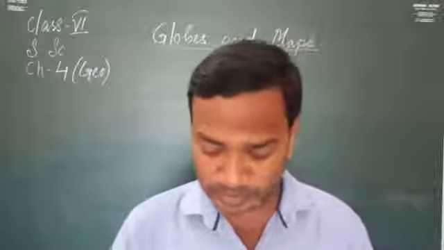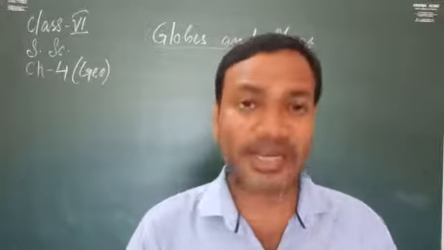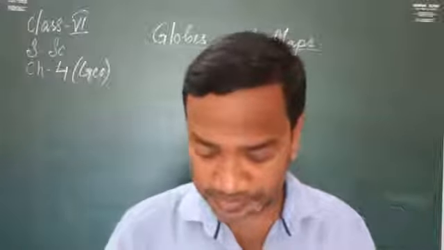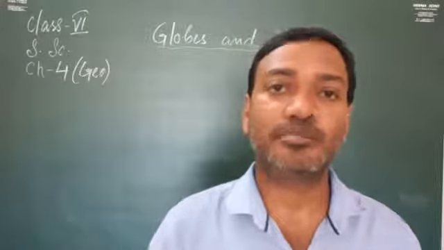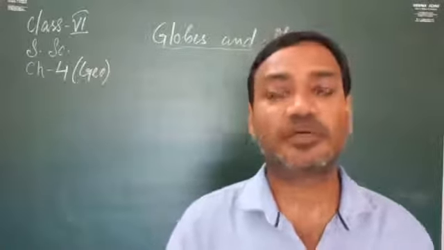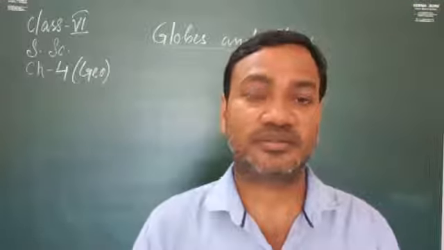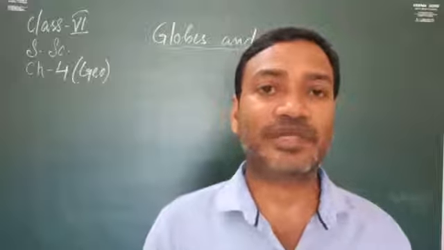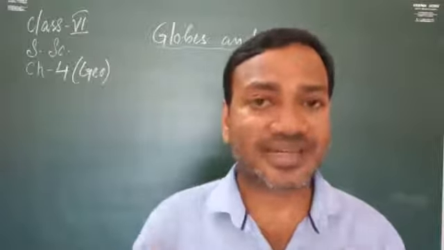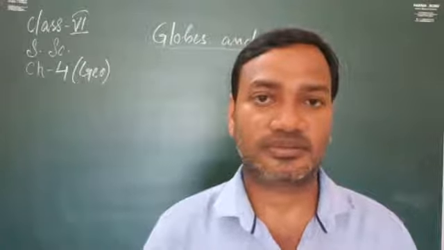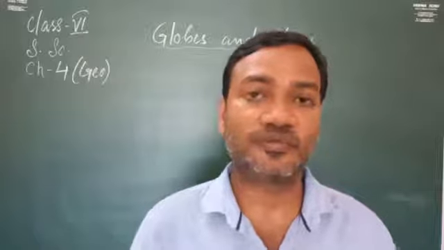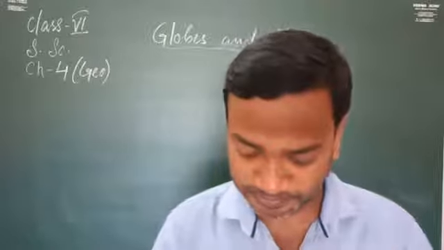The maps on the globe show the correct size, shape and location of the places. That means the water bodies, the continents, the countries, everything, we can see exactly where they are on our earth.